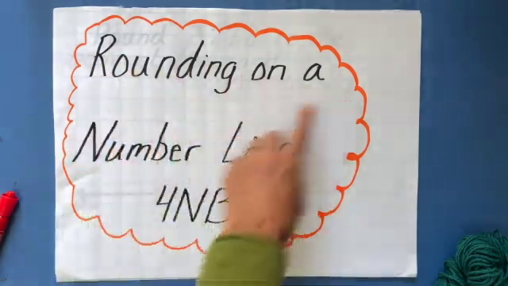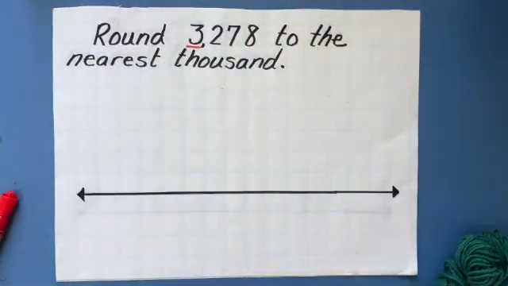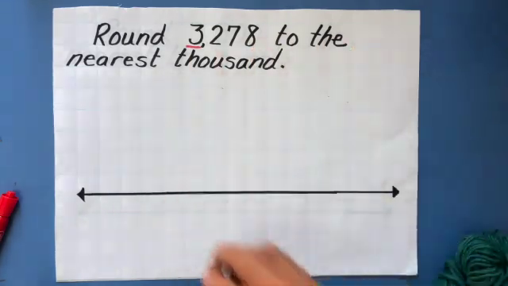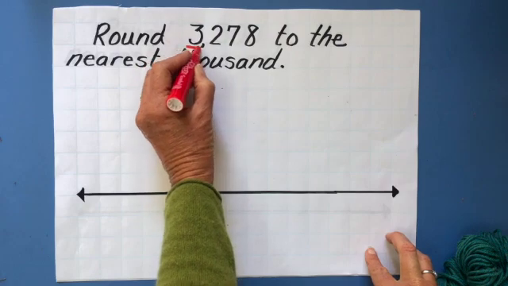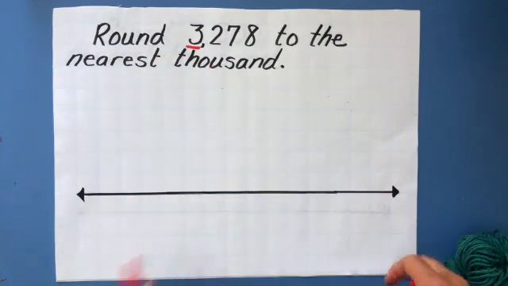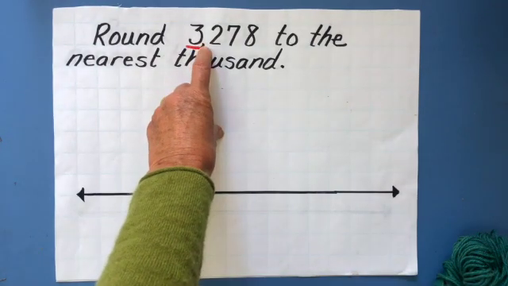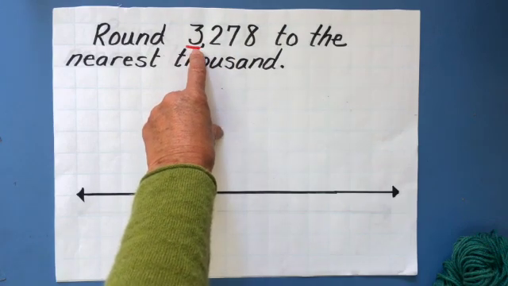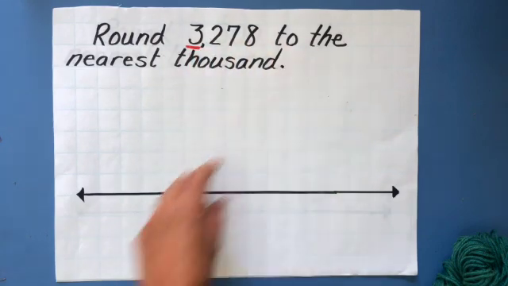All right, today we're doing rounding on a number line for MBT3. To round the number 3,278 to the nearest thousand, we just need to find the thousand that this number is between. So we look at the 3, and we know that that 3 is this 3,000, and this number here is between this 3 and one more than that in the thousands place. So we have the 3,000s and the 4,000s.